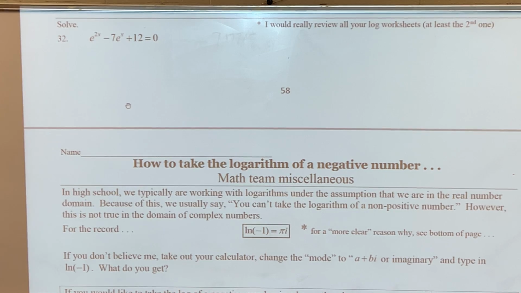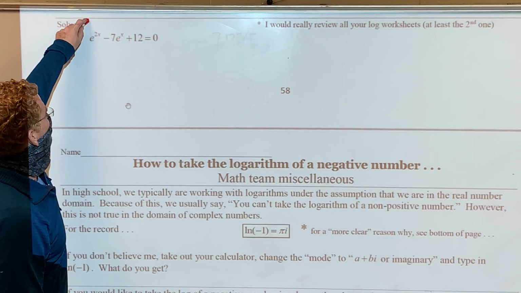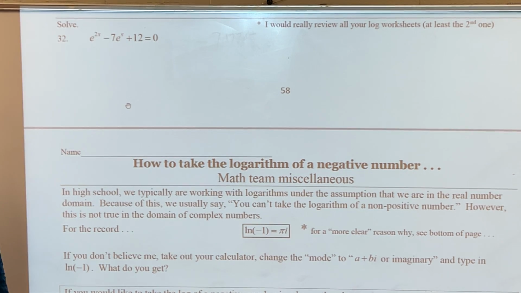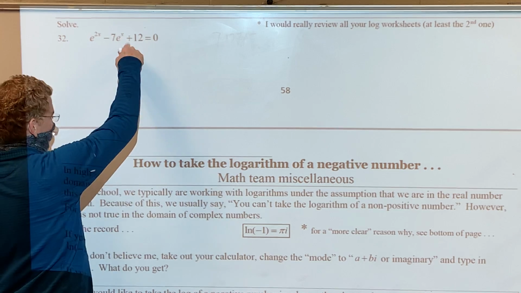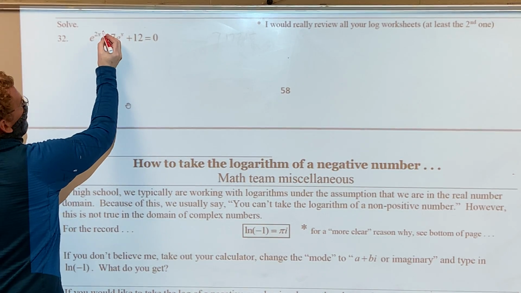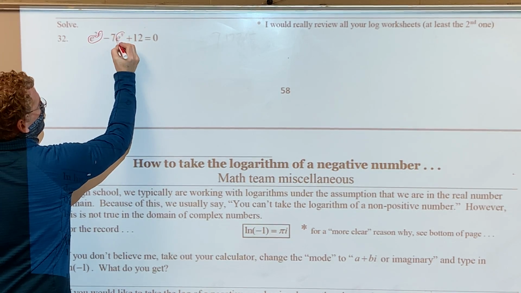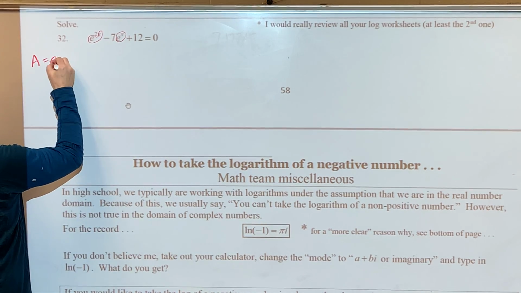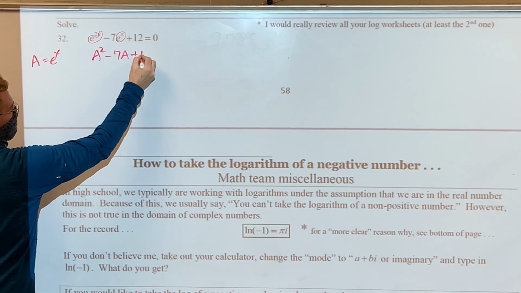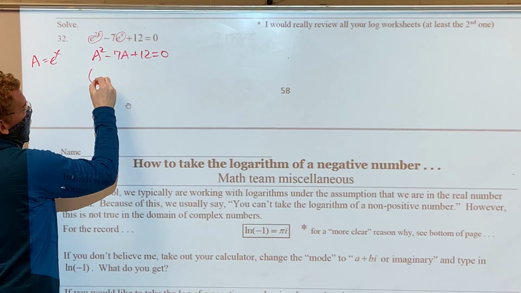Okay, so I got e to the 2x minus 7e to the x plus 12. What do you smell? I smell a substitution problem, which probably means it's factoring. Now, if this was e to the x times 7e to the x, I would probably think I need to get those e to the x's together and then do maybe an exponentiation or something. But this, I'm thinking, let's take that e to the x and that e to the x and replace it with something. So that would give me a squared minus 7a plus 12. And that I can factor. I feel a lot more at home there.